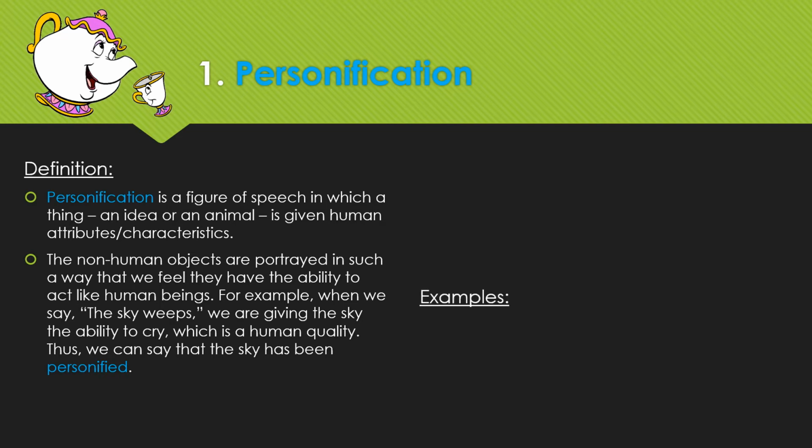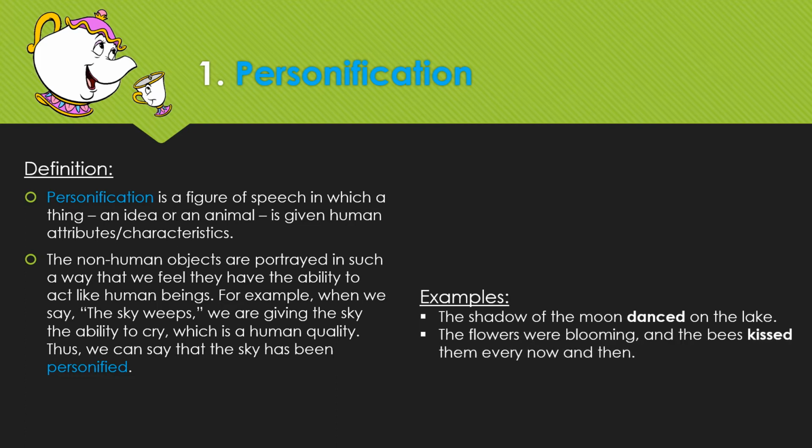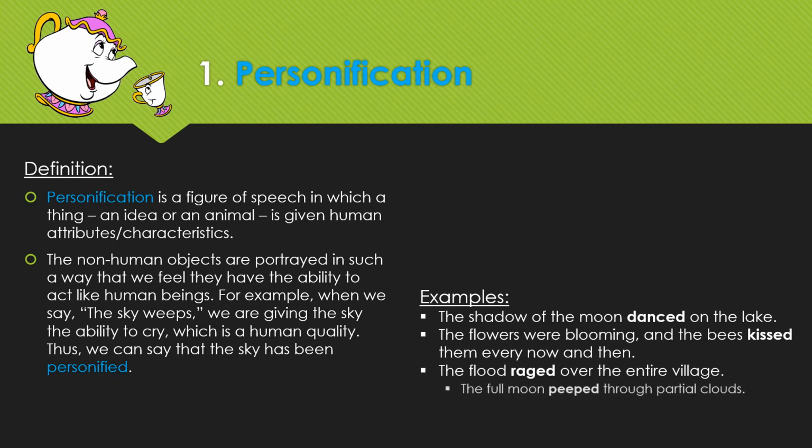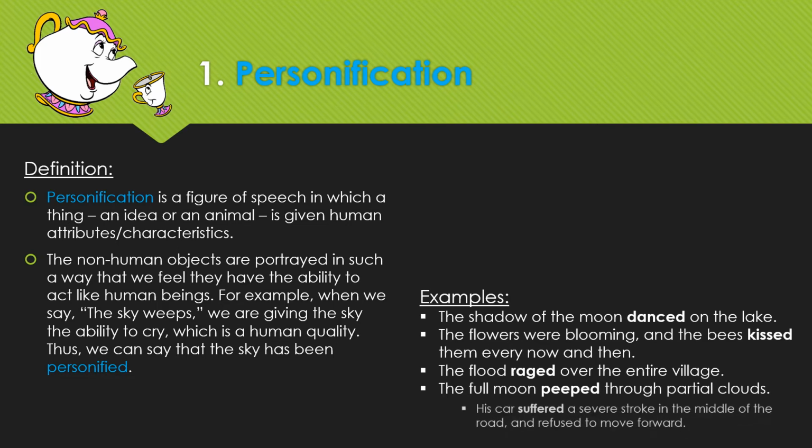Let's look at some examples. The shadow of the moon danced on the lake. The flowers were blooming and the bees kissed them every now and then. The flood raged over the entire village. Here, raged is a human emotion. The full moon peeped through partial clouds. His car suffered a severe stroke in the middle of the road and refused to move forward.